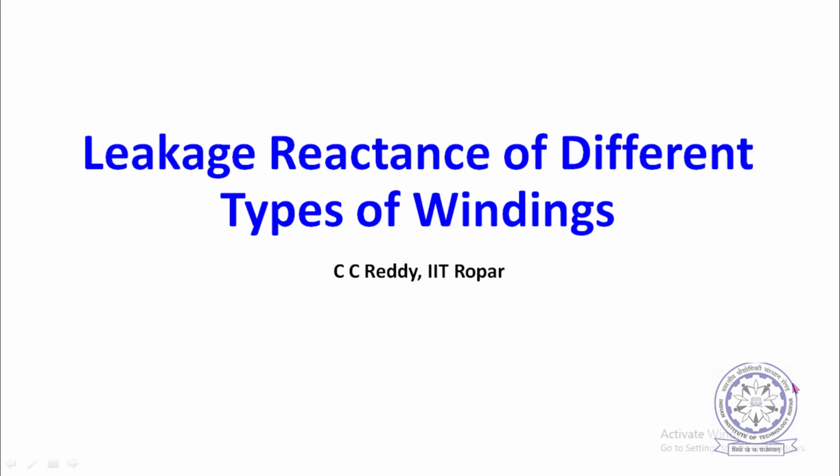In the previous lecture, we have seen how to calculate leakage reactance of primary and secondary windings, which are having the same height. So, in this lecture, we will study leakage reactance of different types of windings, such as interleaved winding, windings of different height, etc., and general winding finally. So, let us go through the lecture now.